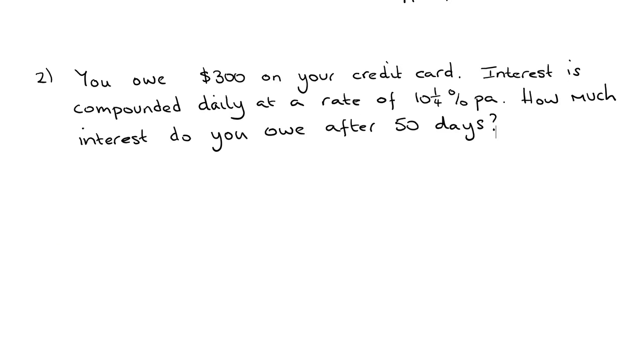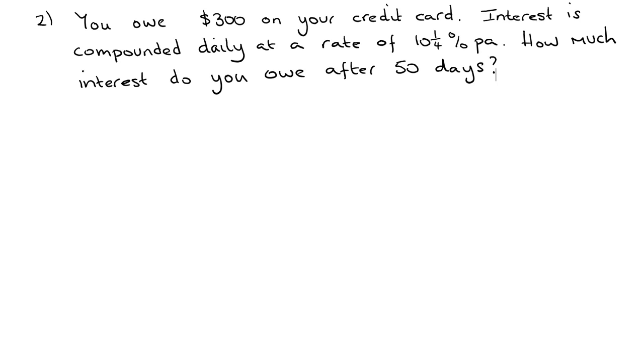Okay, you owe $300 on your credit card. Interest is compounded daily at a rate of 10.25% per annum. How much interest do you owe after 50 days? Okay, so again, we start by writing our compound interest formula. And over on the right, we'll list our amounts for our pronumerals. So P is our principal, $300.